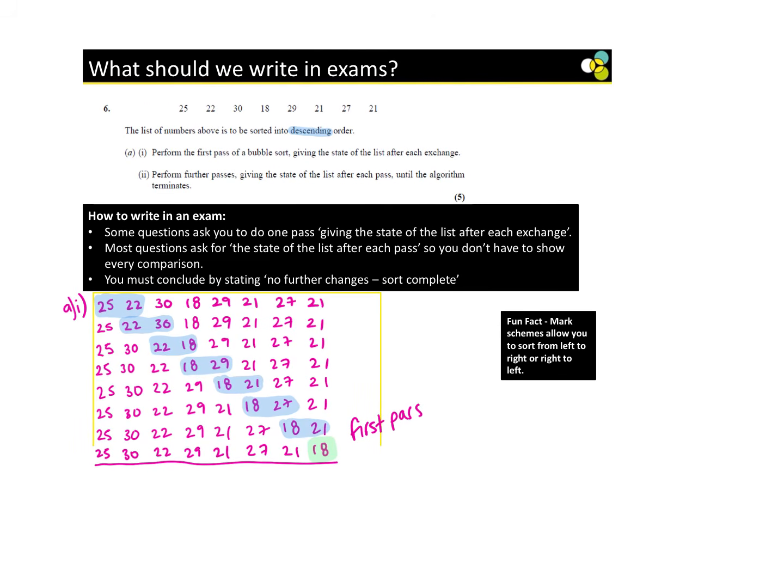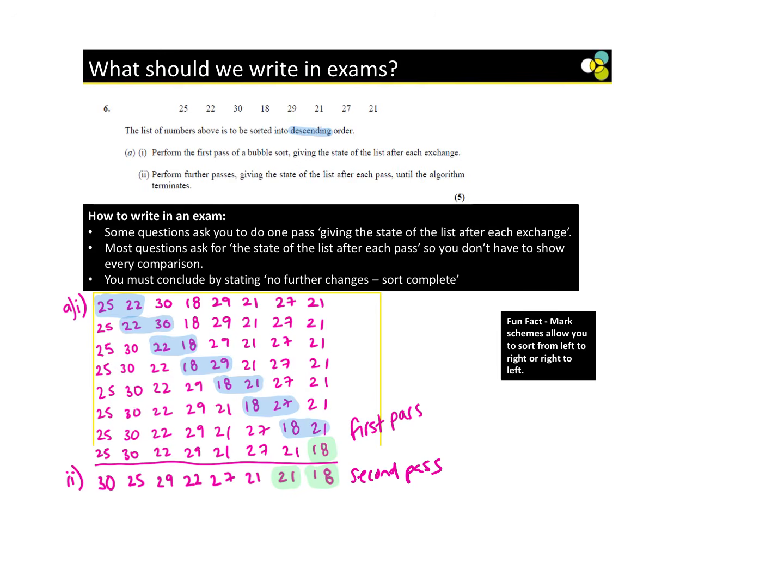So now for II, you don't have to write the whole thing. What you can do is this. 25 and 30, you know that's going to swap, so you know that's 30, 25. Now you think 25 and 22, not going to swap, okay? You then think to yourself 22 and 29, that does swap, so 29. 22 is now here, 22 and 21 does not swap. 21 and 27 does swap. 21, 21, 18, okay? So 21 and 18 are now safe. And this is what we call the second pass.